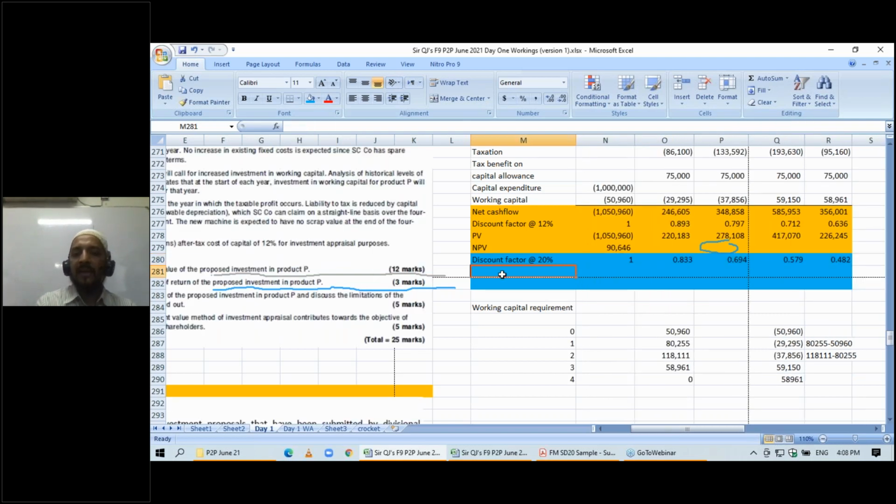So now multiply the net cash flows with the discount fractions in order to arrive at the present value at 20% rate. So students, keep your calculators in hand and keep calculating. Multiply the net cash flows with the discount fraction at 20%.